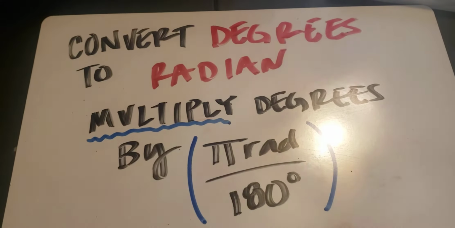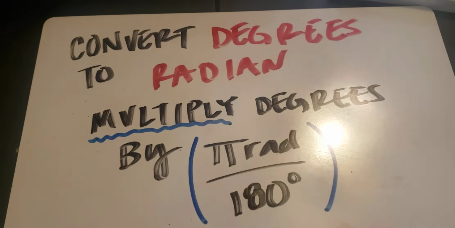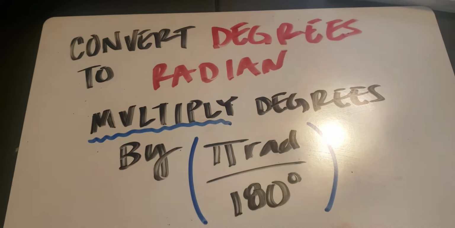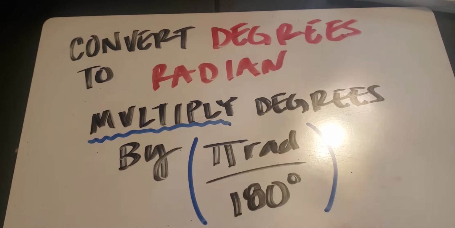All right, boys and girls, in the next example, I'm going to show you how to convert from degrees to radians. And basically, all you have to do is multiply degrees by pi rad over 180 degrees. All right, let's show you in the first example.